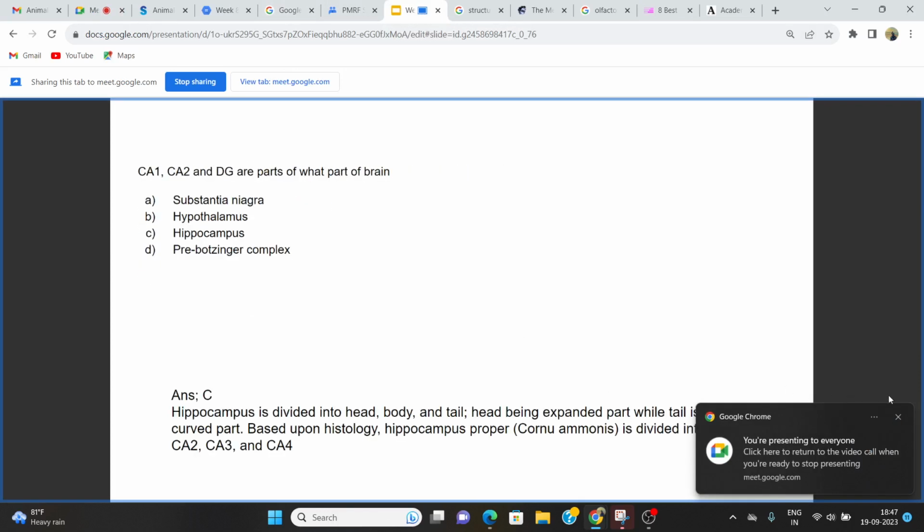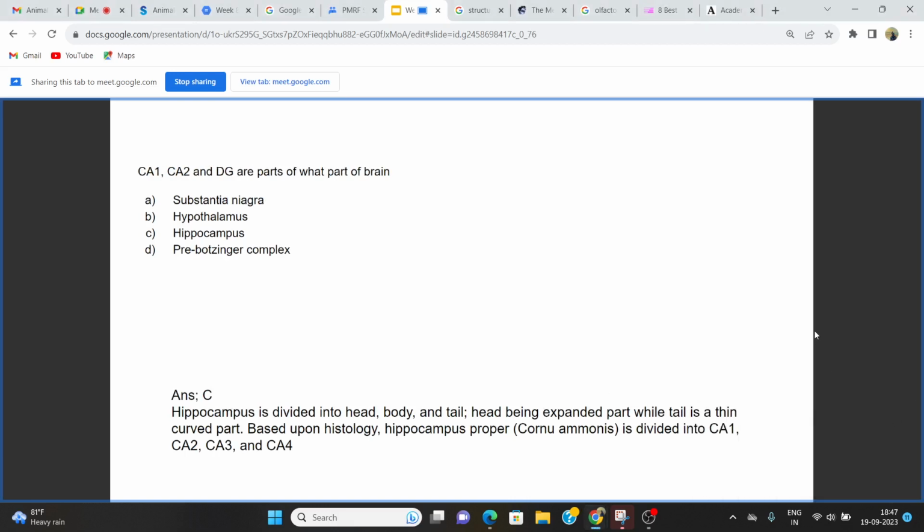It is divided into head, body and tail, where head is the expanded part. Head is basically the wide area and tail is like the horseshoe shape, right? So the tail part is thin and curved. And if you check the cells or type of tissues present there, people divide it into CA1, CA2, CA3, and CA4 also. And the dentate gyrus is the part where we can see stem cells of the neuron. So basically answer is C.